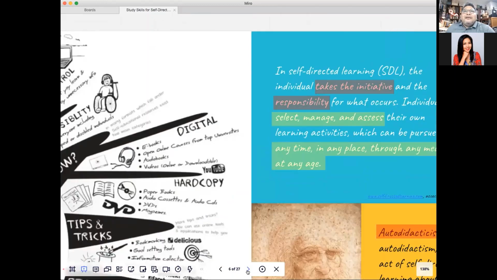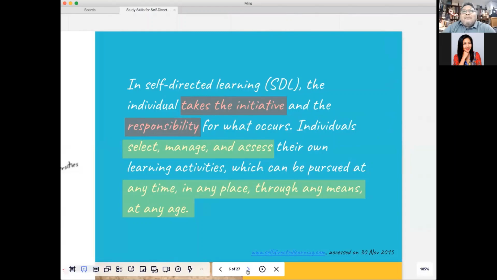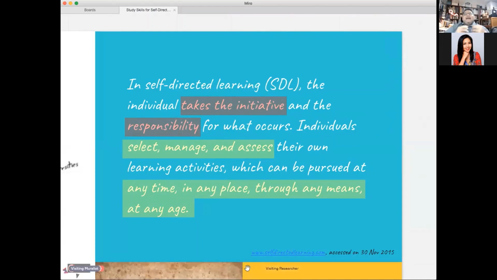But one of the definitions that I like, from self-directedlearning.com, is the idea that in self-directed learning, the individual takes the initiative and the responsibility for what occurs. Individuals select, manage, and assess their own learning activities, which can be pursued at any time, any place, through any means, at any age.